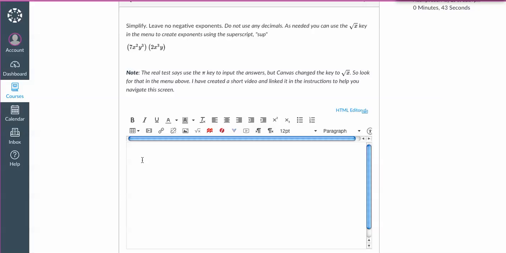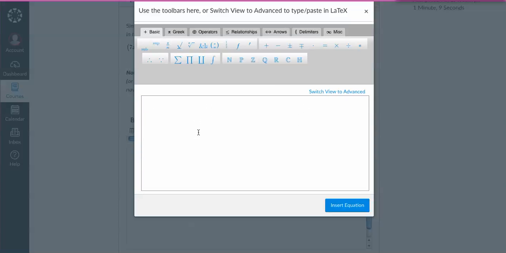I'm going to click my cursor into this menu, and then find this key, the one I've highlighted that looks like the square root of x key. On the printed version of the test, it says to use the pi key, because that's what this used to be in the math editor, and they've since changed it to the square root of x key. So we're going to tap on that. I just right-clicked on that, and then I'm going to type in my answer.